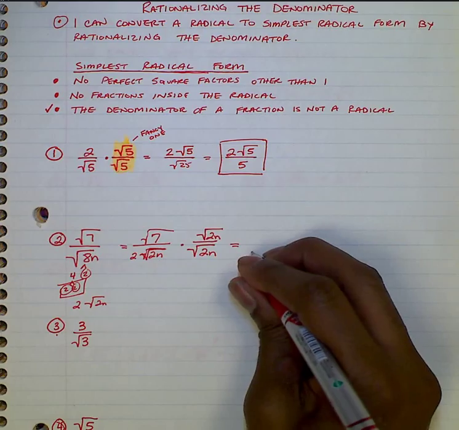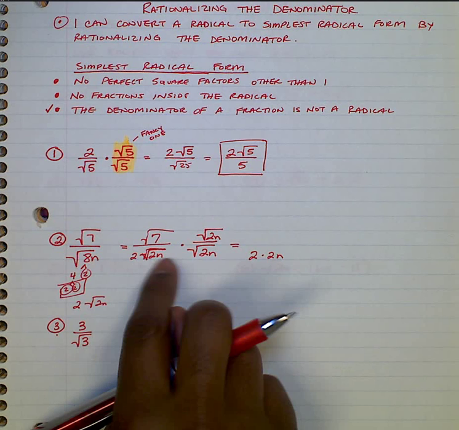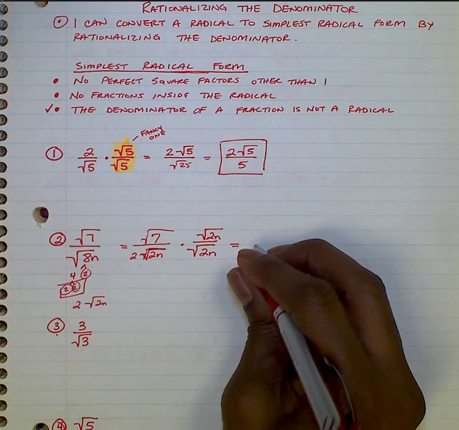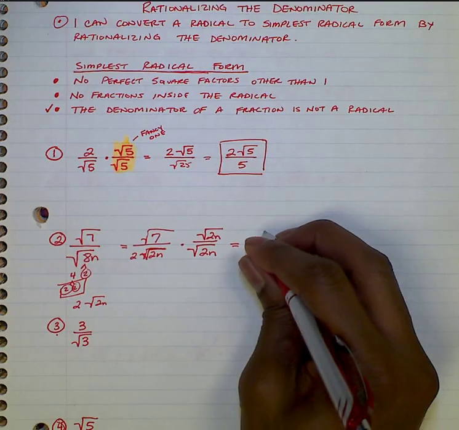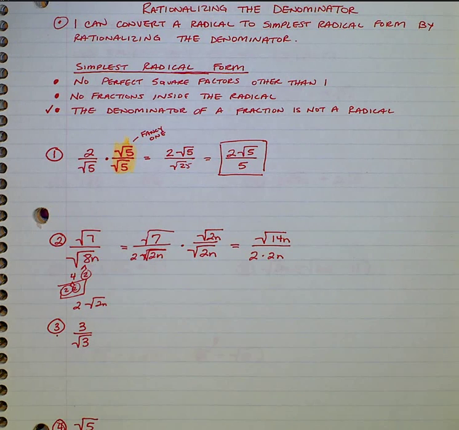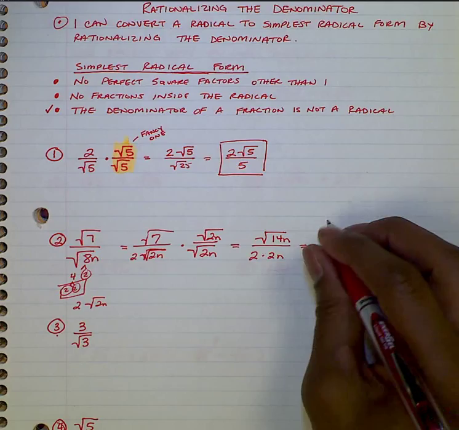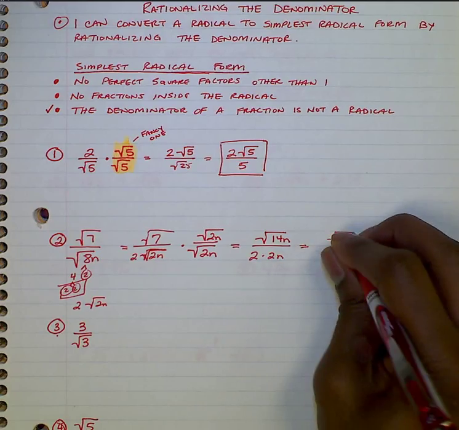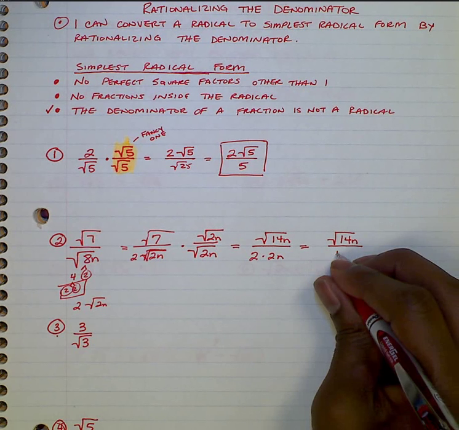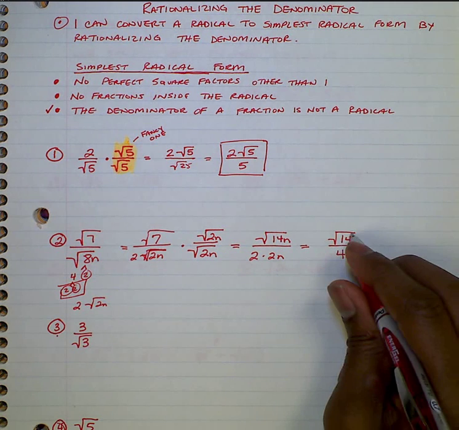So I have 2 times 2n. Remember, our rule is insides by insides. So it doesn't multiply by the 2, it just multiplies by the insides. Radical 14n. Okay. These are both radicals, so they can multiply together as well. And so now as I'm simplifying it, I have in my numerator radical 14n, and in my denominator I have 4n. Okay. Can I simplify these?